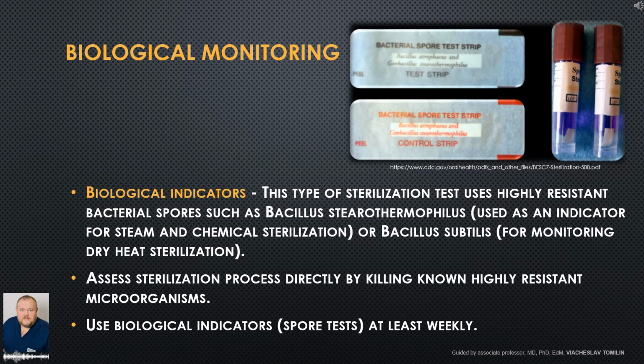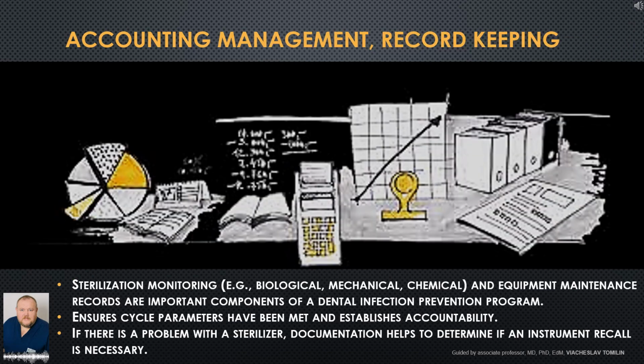Biological indicators. This type of sterilization test uses highly resistant bacterial spores such as Bacillus stearothermophilus, used as an indicator for steam and chemical sterilization, or Bacillus subtilis, for monitoring dry heat sterilization. They assess the sterilization process directly by killing known highly resistant microorganisms. Use biological indicators, spore tests, at least weekly.